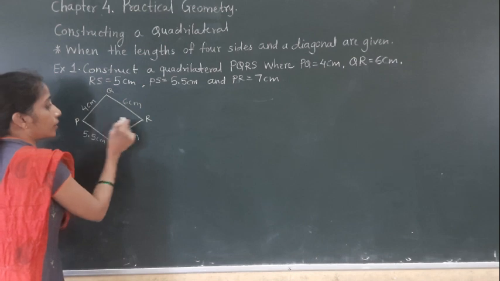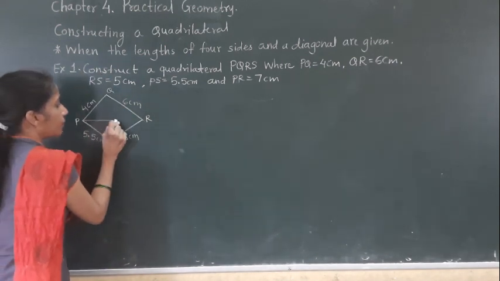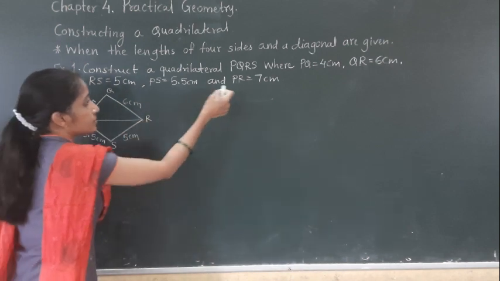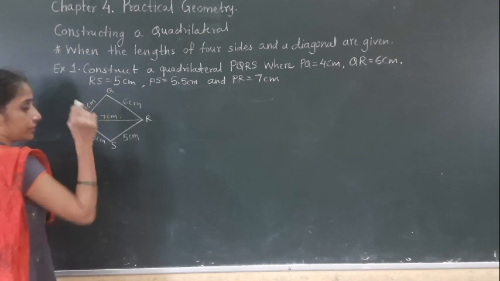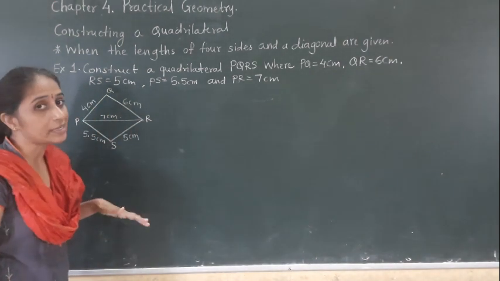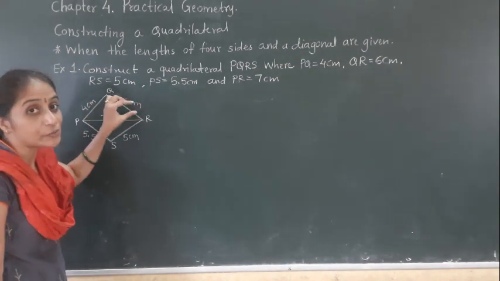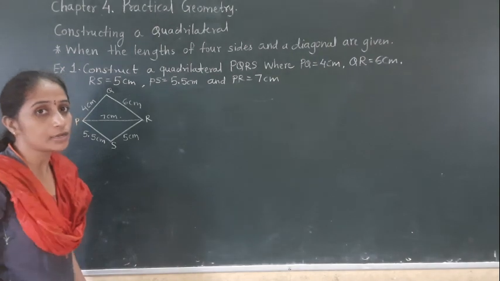This is the diagonal. If I join PR, it is a diagonal, and it is 7 cm. Now if you observe this quadrilateral, it is divided into two parts. Two triangles are forming, and construction of a triangle you know.